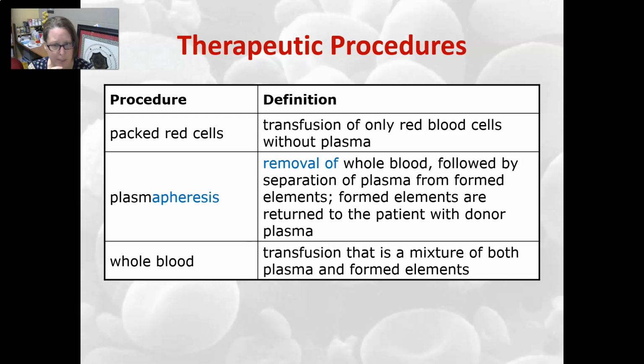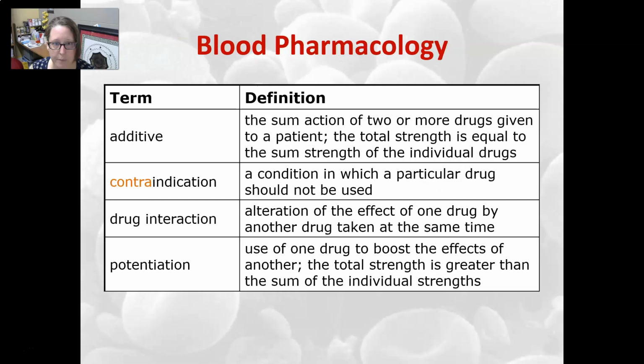And you can also do platelet pheresis, where it's removal of whole blood, and then we separate plasma and platelets and return the white cells and the red cells to the donor. And then whole blood is a transfusion that would be a mixture of both the plasma and the formed elements. We rarely give whole blood transfusions anymore. Now, when you donate a unit of blood, that unit they're collecting from you is a unit of whole blood, but then it gets separated into its components.